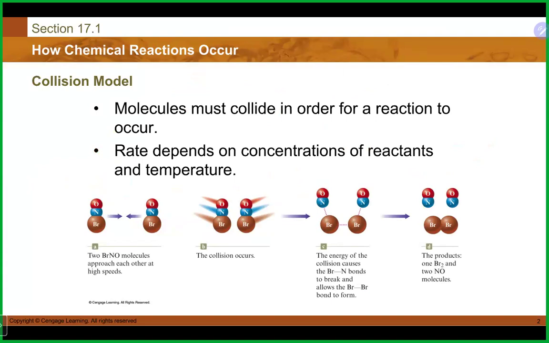So let's talk a little bit though about how reactions occur and rates of reaction, since ultimately equilibrium is about the rate of that forward reaction to the rate of the reverse reaction, which by the way, rate usually involves kinetics and how fast or slow something occurs.